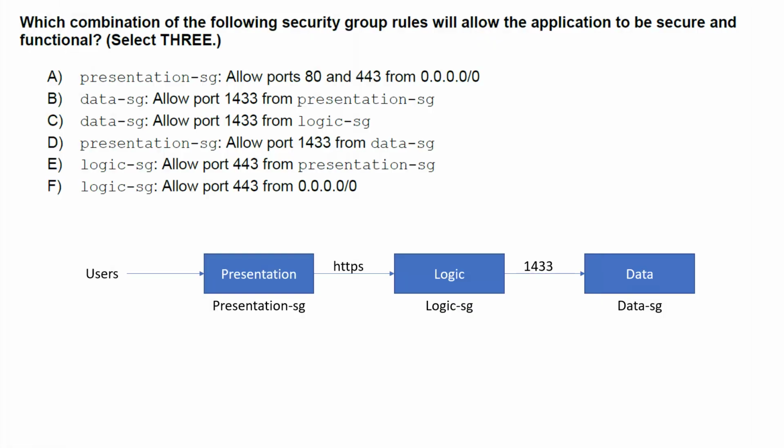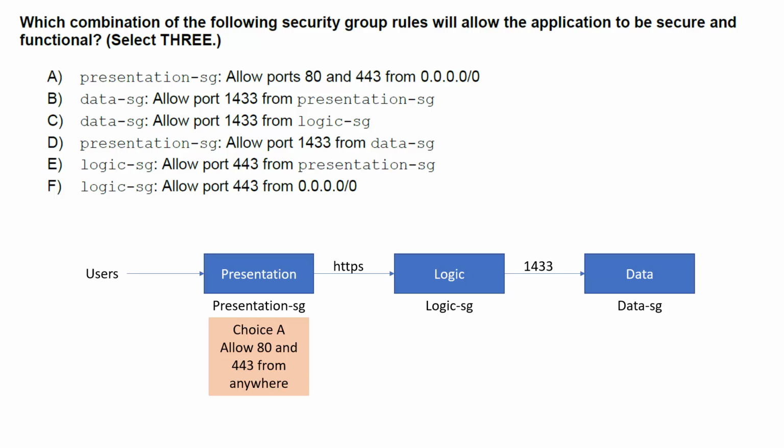There are 3 answers that we need to pick. With choice A, presentation security group allows port 80 and 443 access from anywhere. Port 80 is for HTTP and 443 is for HTTPS. We need this rule as web users access the presentation tier. The next choice, B, allows data tier access from the presentation tier. This does not meet the requirements as only the logic tier is allowed to talk to the database. So we can eliminate this choice.